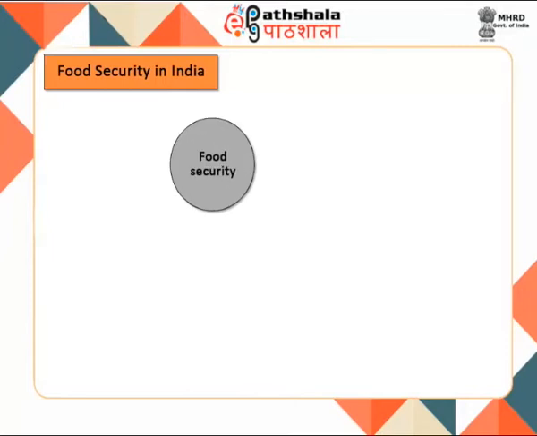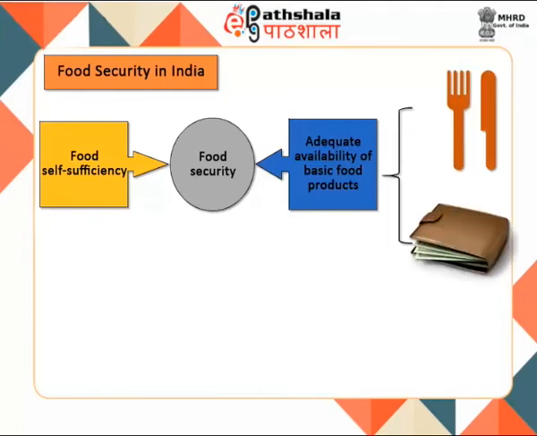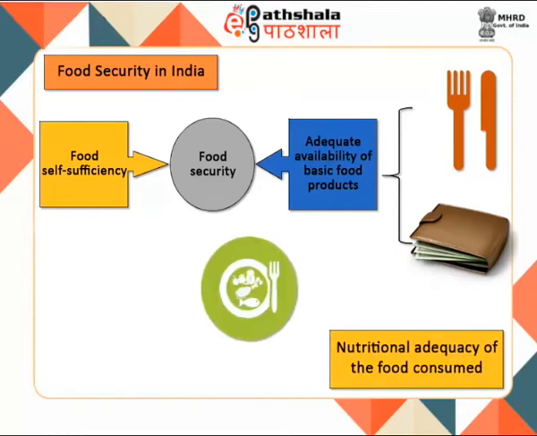Food security was initially understood as food self sufficiency or adequate availability of basic food products. However, this definition is incomplete and needs to be broadened, as mere availability cannot ensure accessibility. Availability must be complemented with both physical and economic access to food, with nutritional adequacy of the food consumed. These together form a comprehensive food security policy.